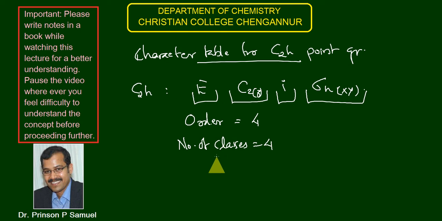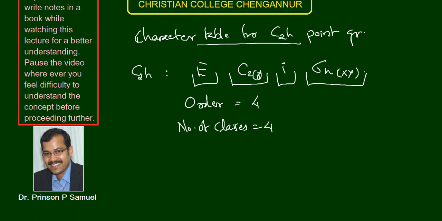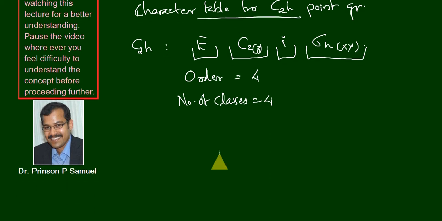If you don't know how to classify the elements of a point group, you can watch my lecture on similarity transformation. There I have explained in detail how to do this procedure. So the number of classes in the point group is equal to 4. With this understanding, we can now start to construct the character table for the C2h point group.